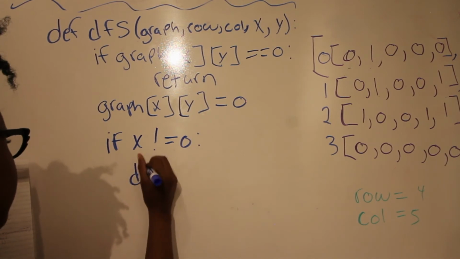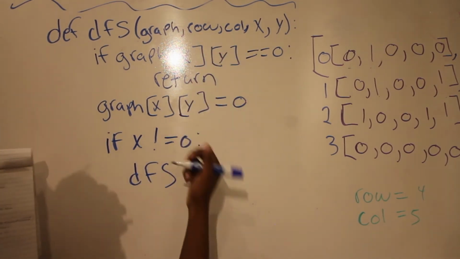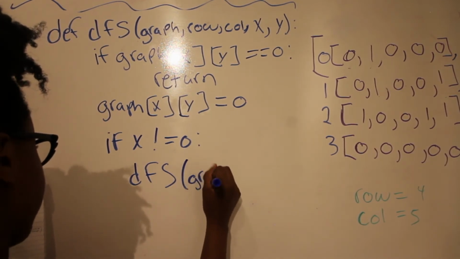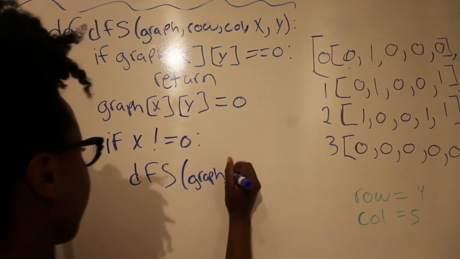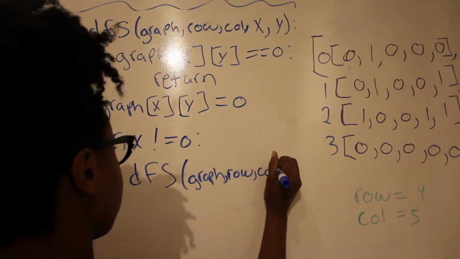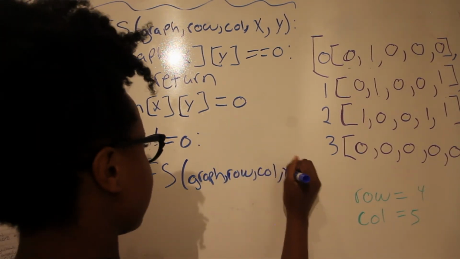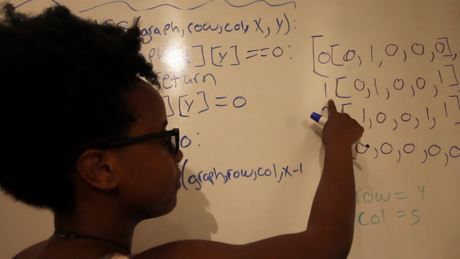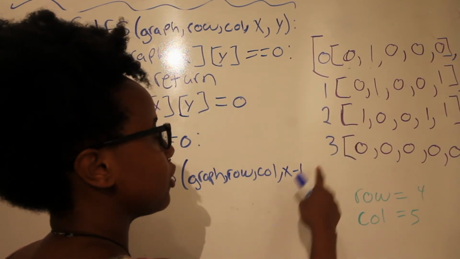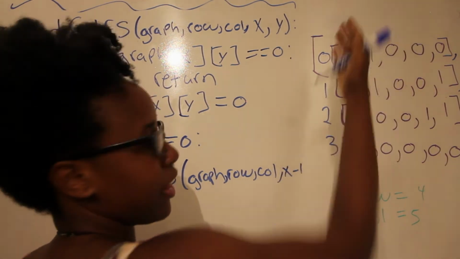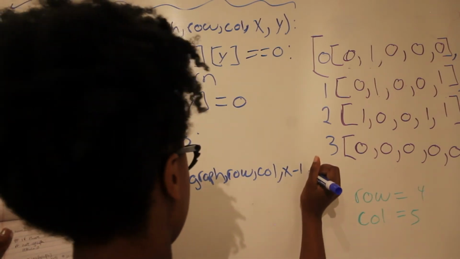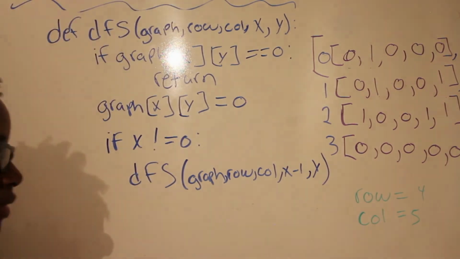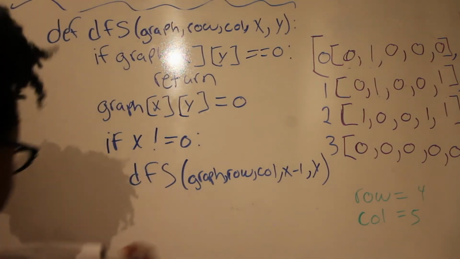We'll call this function within itself. So we'll call the graph, the row, the column, and then we'll call x minus 1. So if we were on this row, that means x would be 1, so that we will be able to look at the row ahead of it. And then we will just be in the same place with y. Okay? But in this case, this doesn't apply to us.